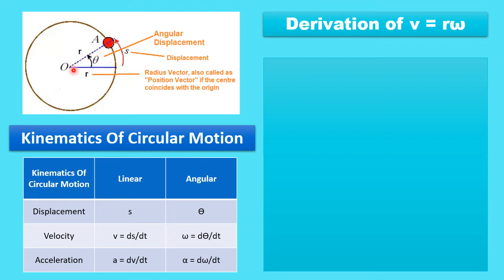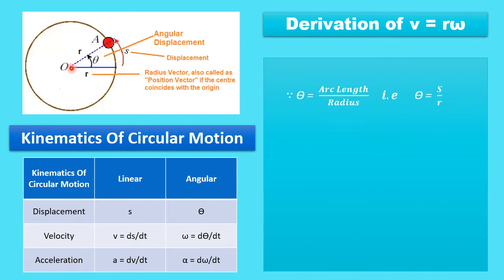Here r is a radius vector. Radius vector can also be called a position vector, but in that case, the origin of the x and y axis and the center of the circle have to coincide with each other. It means if you take the origin as a center and draw a circle, then the radius will be called the position vector. Let's come back to the derivation part.